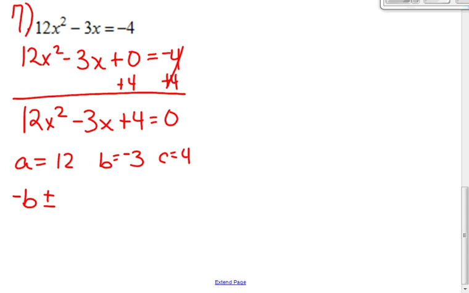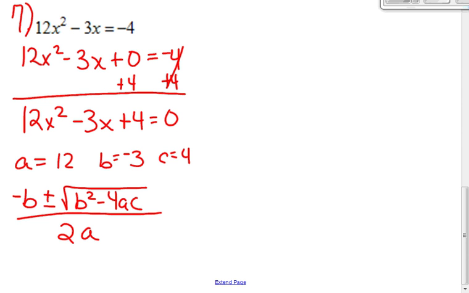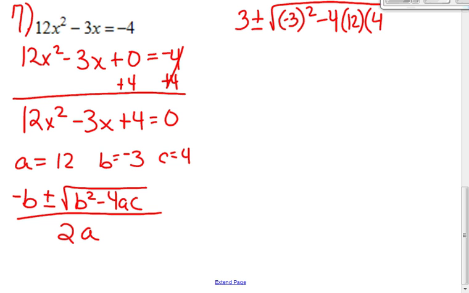Here's my quadratic formula that I'm going to be plugging those into. All right, so I'm going to take opposite B. It was negative, but I need to do the opposite of that. I'm going to make it +3 plus or minus square root of B squared. So that's going to be -3 squared. Notice when I plug in, I'm going to put in parentheses, minus 4 times A. A here is 12 times C, which is our 4. All over 2 times A, and our A was +12.